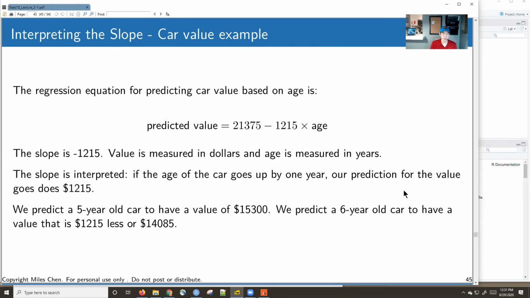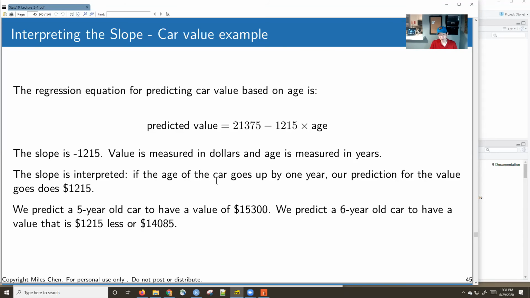As far as the car values go, the prediction line is predicted value equals 21,375 minus 1215 times age, okay? So our slope here is negative. Our slope is negative 1215, all right? And that means if the age of the car goes up by 1 year, our prediction for the value goes down 1215, okay?